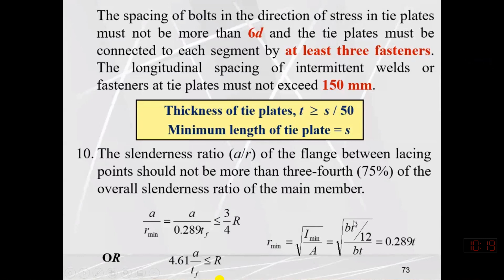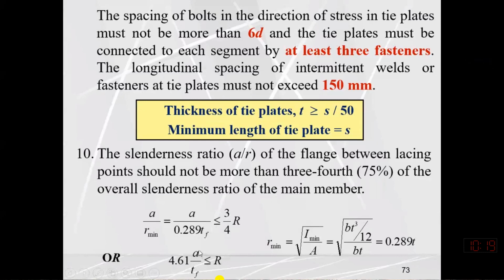So under root of the T square will become T, and then after the simplification, R minimum will be equal to 0.289 times the thickness of the flange. So if we know the A value, we can substitute the R value as 0.289 times the thickness of the flange, and this should be less than 3 by 4. So we need to satisfy this.